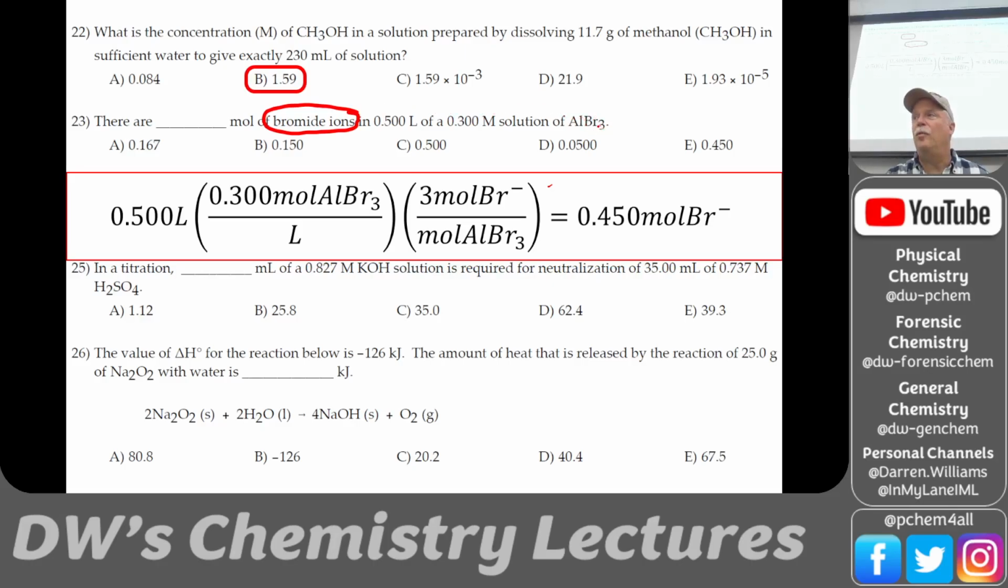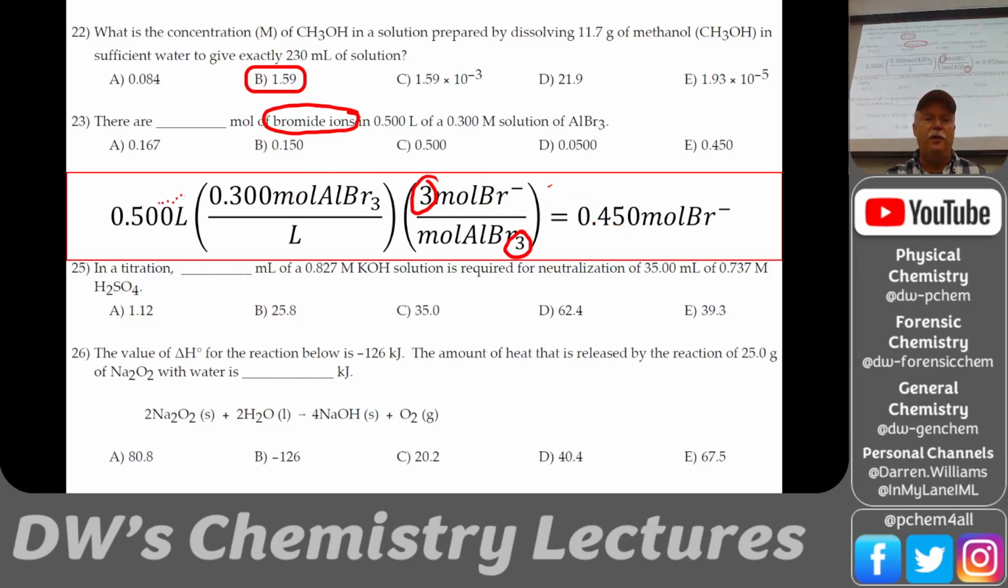not about aluminum bromide. And so this is the step right here that people forget and they get it wrong. So we're not asking about aluminum bromide, we're asking about just the bromide ions. And every unit of aluminum bromide gives me 3 bromide ions. So I've got to take that number of moles and multiply by 3. And so I end up with 0.45 instead of 0.15.